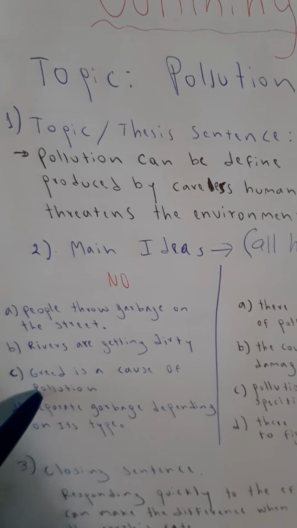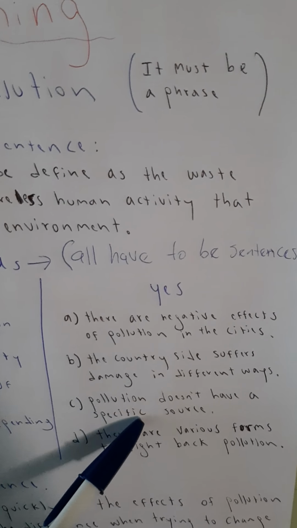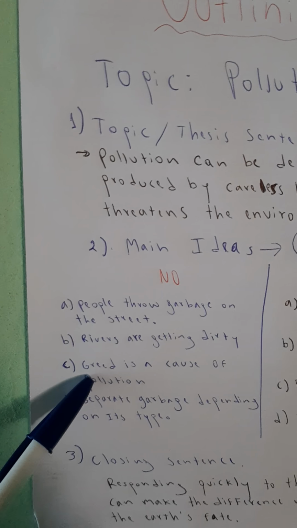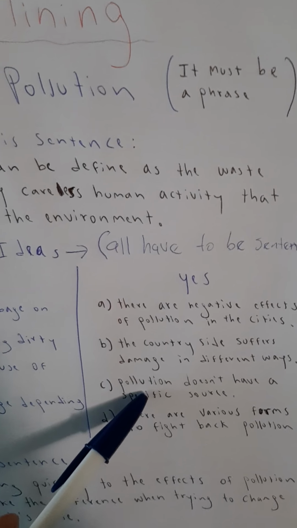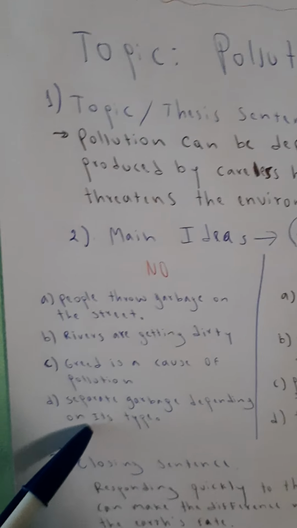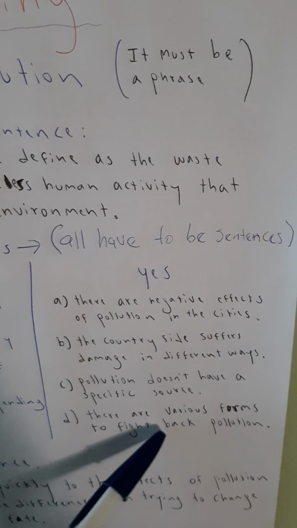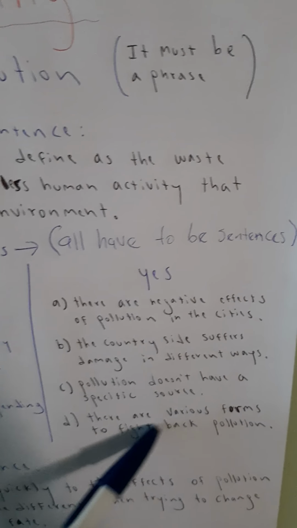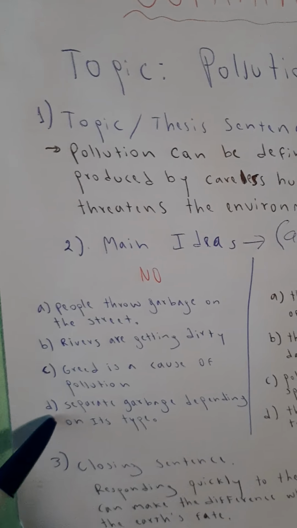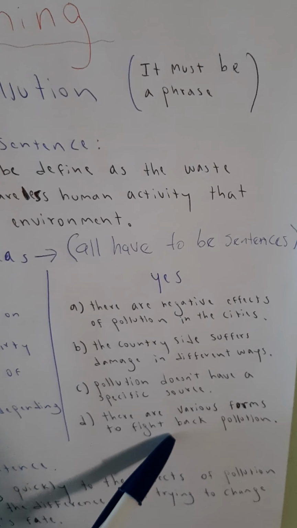Or if you say, greed is a cause of pollution. So we say pollution doesn't have a specific source, so one of the sources is greed. So this is specific and this is general. If you say separate garbage depending on its type, this has relation to the topic but it's too specific. If you say there are various forms to fight back pollution, in this way you are saying a general idea, and separate garbage depending on its type is one of those various forms to fight back pollution.